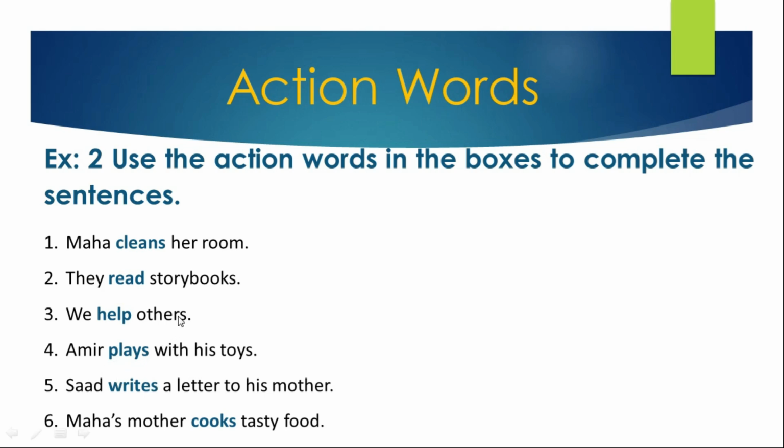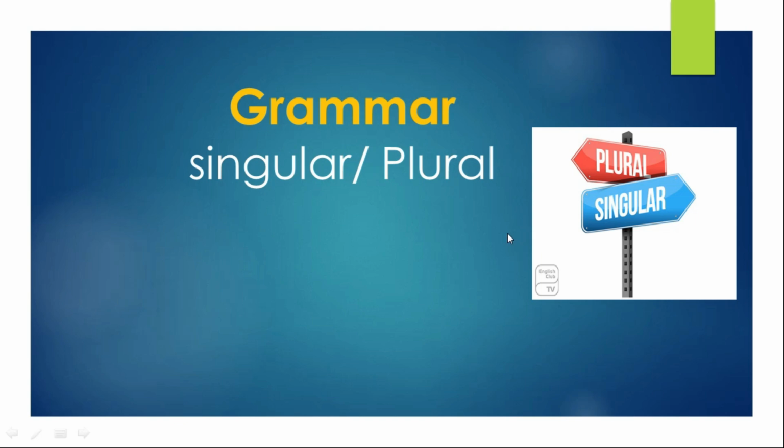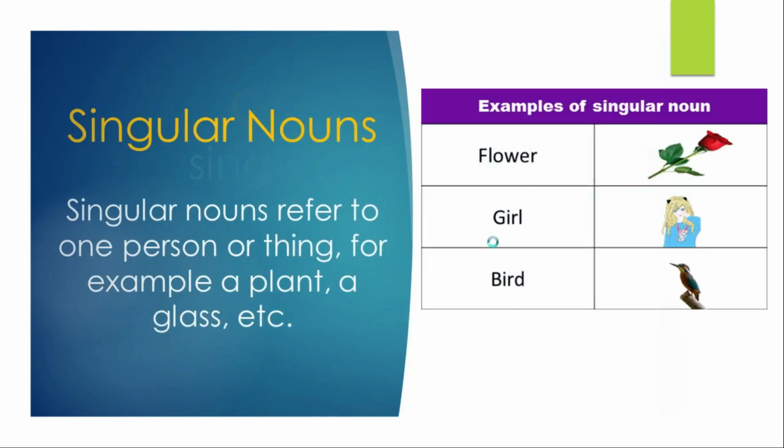You just have to keep this in your mind, that if your subject is singular, then you will use s or es with the verb. But if it is plural, then you will not use s or es with the verb. So these are called action words. Now coming to singular plural, we will see what is singular and what is plural. You already know the difference, and let me tell you.